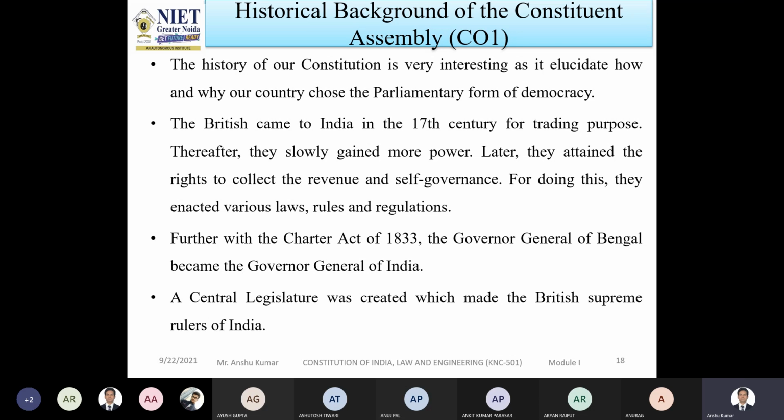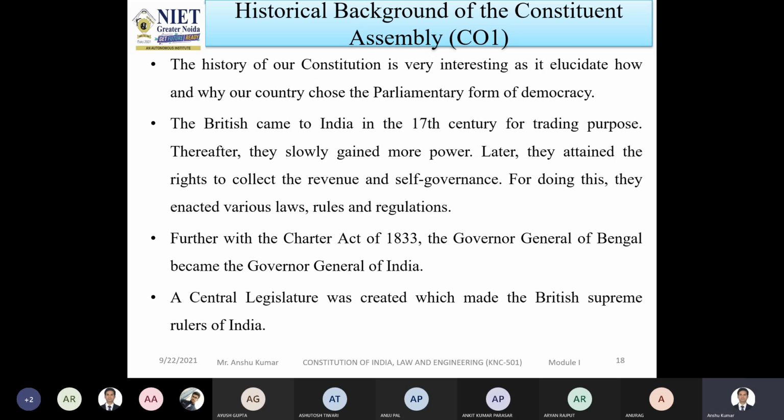If anyone asks which Charter Act stated that the Governor General of Bengal became the Governor General of India, and for the first time the British enacted a law for the entire territory of the British in India, that charter is the 1833 charter. That law is the Charter Act 1833. So remember this charter. Sometimes in exams you can recall it. Definitely it will be helpful in competition exams.